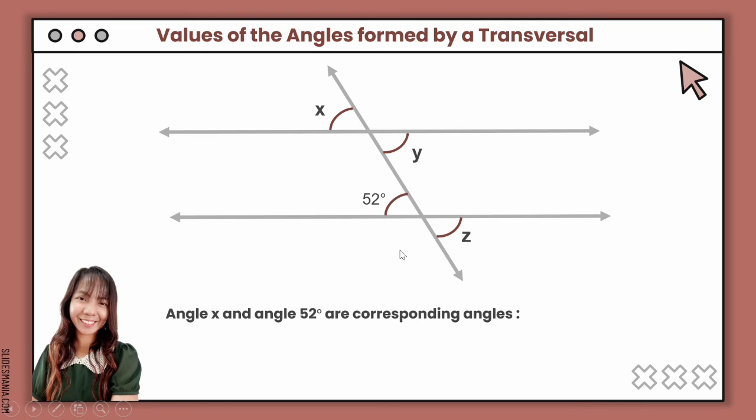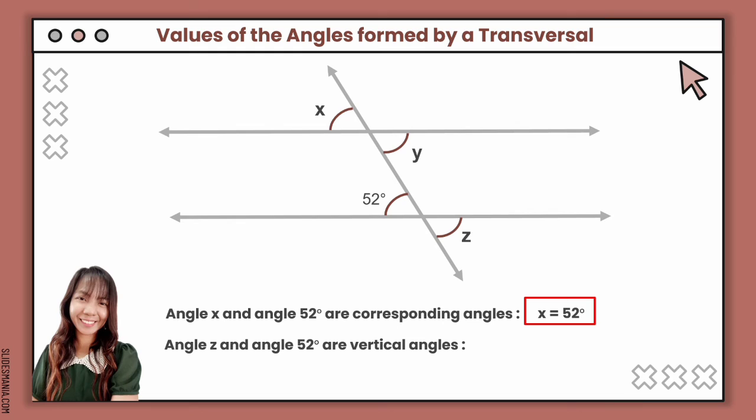So angle X and angle 52 degrees, what are their relationships? Okay, they are corresponding angles. So which means angle X is also equal to 52 degrees. So now we have the value of angle X. Next, angle Y and Z.